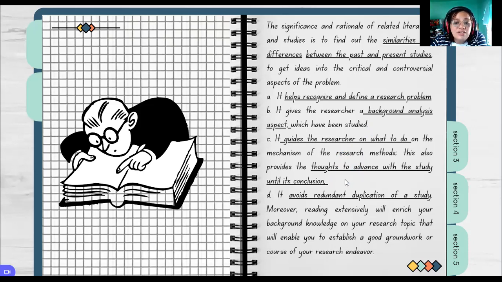Lastly, it avoids redundant duplication of a study. So it means that when it has already been done, and you find out that having finished all these, it's just the same, then we can avoid publishing it again for duplication. The thing is, what we can do there is that maybe we can simplify it, or add a wider variety of variables that can be placed in our research.